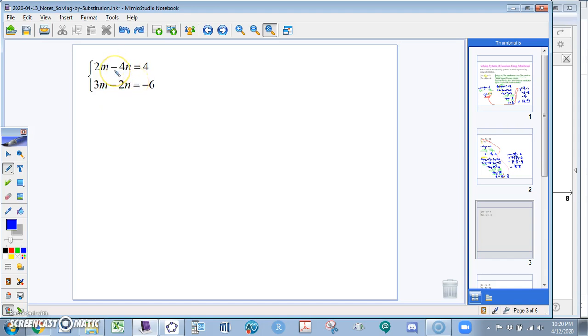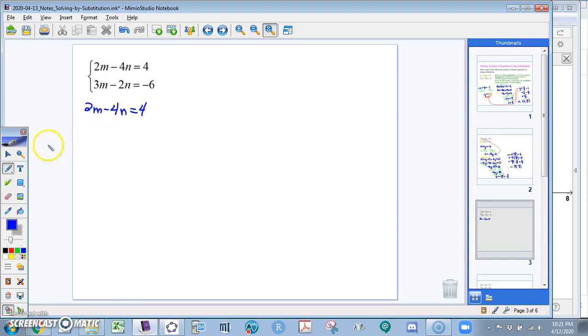If I look at the first equation and I move the 4n over by adding 4n to both sides, now I have a 2m, so I'm going to divide by 2. Well, 4 and 4 both divide by 2, so that's going to work a lot better for me. So even though I don't have any equation where a variable has a coefficient of 1, that first equation is definitely my best bet, and I want to solve it for the m.